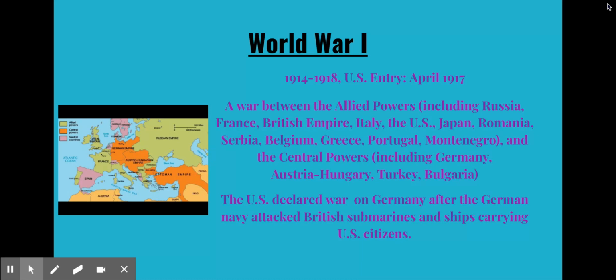This was a war between the Allied powers, including Russia, France, the British Empire, Italy, the United States, Japan, Romania, Serbia, Belgium, Greece, Portugal, and Montenegro, and the Central Powers included Germany, Austria-Hungary, Turkey, and Bulgaria. The war ended in 1918, and the United States went into a period of isolationism, focusing on domestic affairs.